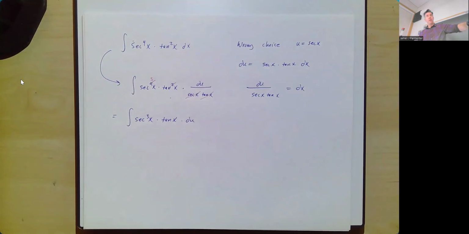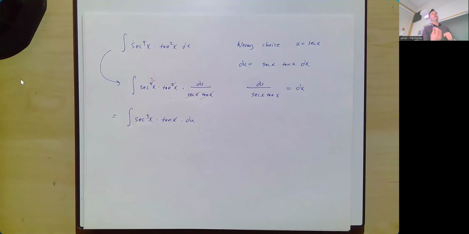Okay, I let u equal secant, right? So my non-u thing is what? There's only one other thing. It's tangent. And what's my power on tangent now that I've dealt with my du dx thing? The power on tangent is 1. The power on tangent is odd, and that's a problem.